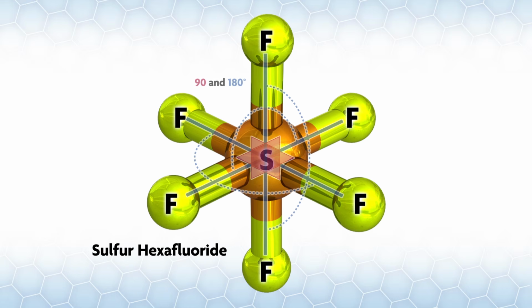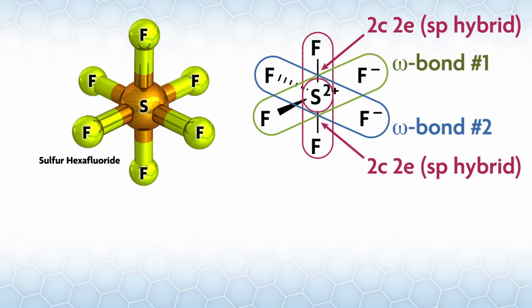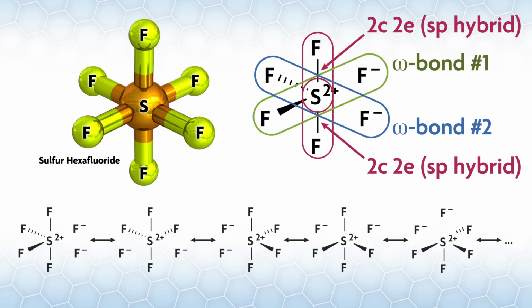SF6 is octahedral, so all of the bonds are 90 and 180 degrees apart. If we want to make 2-center 2-electron bonds 180 degrees apart, we can use sp hybrids, so we can make 2 strong 2-electron bonds this way. Then there are 2 pure p orbitals on the sulfur left to bond with 4 fluorines. It can do that by making 2 omega bonds. So we can get hybrids that look like this with 2 2-center 2-electron bonds and then 2 omega bonds. There are lots of resonance forms making all the bonds identical.